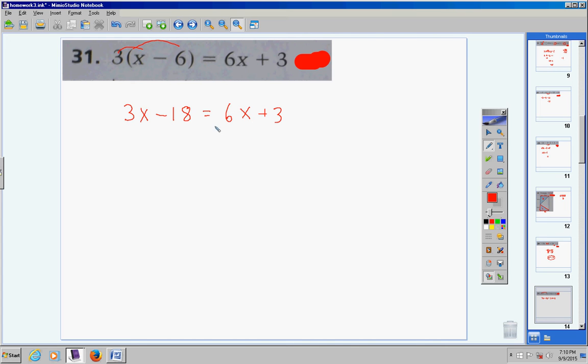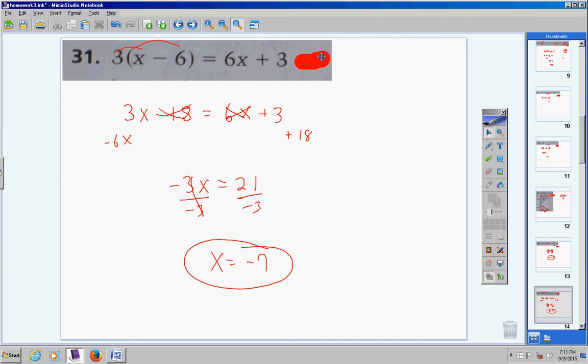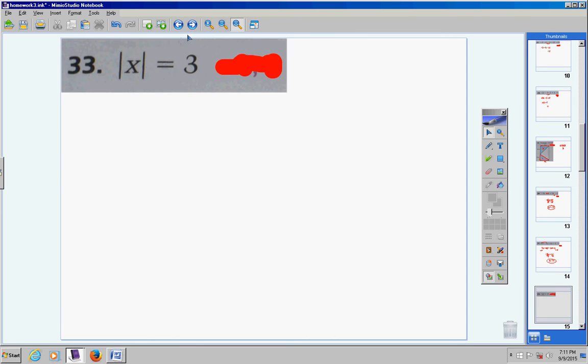I don't see any fractions, so the next step, because your variable's on one side and your constant term's on the other, I'm going to bring my 6x over and make it a negative 6x. I'm going to bring my negative 18 over and make it a positive 18. Negative 6, positive 3, that's a negative 3x. Positive 3, positive 18, positive 21, divide by negative 3, divide by negative 3, those cancel. X equals negative 7. Positive divided by negative is negative. 21 divided by 3 is 7. Negative 7. Okay, moving on to number 33 now.